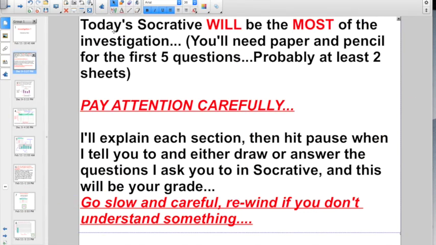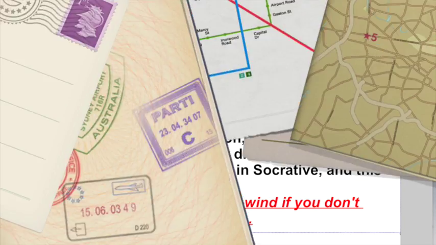So, just a heads up, in today's Socrative was going to be most of the investigation. You will need paper and pencil for the first 5 questions, and you're probably going to need at least 2 sheets. You want to pay attention carefully. I'm going to explain each section, then you hit pause when I tell you to, and you're either going to draw or answer the questions I ask you to in Socrative, and this will be your grade. Go slow and careful, rewind if you don't understand something.